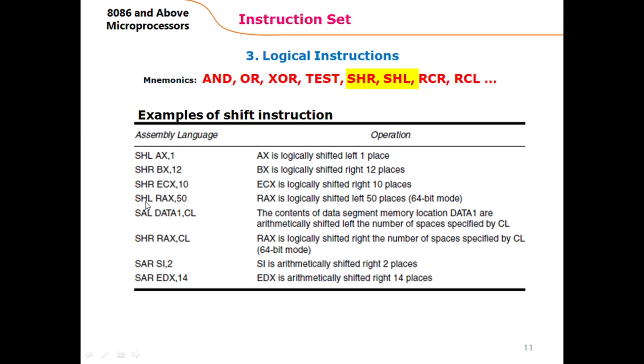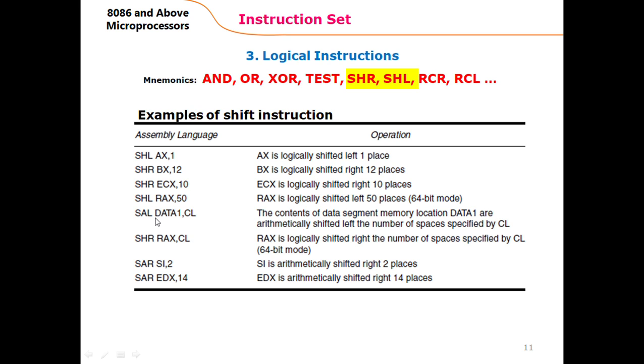This is shift left RAX, 50. So this instruction logically shifts left the 64-bit value in RAX by 50 places. So this is 64-bit mode, and this instruction is not available in the 8086 microprocessor. Even this instruction is also not available in the 8086 microprocessor. This instruction is available in 80286 and above. This instruction is available in 8086 and above. This instruction is available in Pentium and above microprocessors.